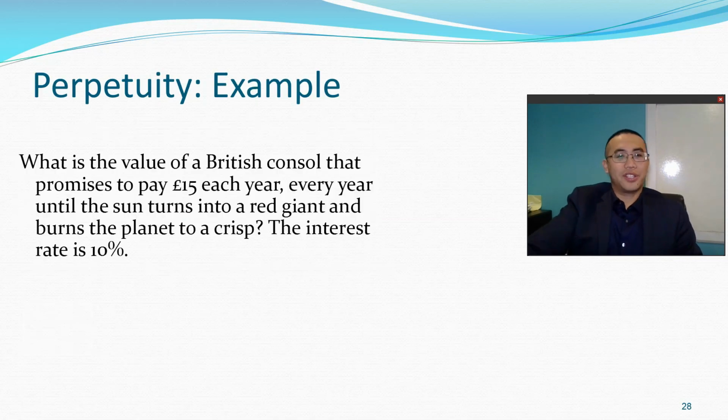So here is an interesting example. What is the value of a British consol that promised to pay £15 each year, every year until the sun turns into a red giant and burns the planet to a crisp? The interest rate is 10%. So you see, there are unlimited years until the planet gets burned. We will assume it's a perpetuity problem, and we will receive £15 each year forever, and the interest rate is 10%. So what's the value of this financial instrument? You're going to use 15 divided by 10%, so that is going to be 150.